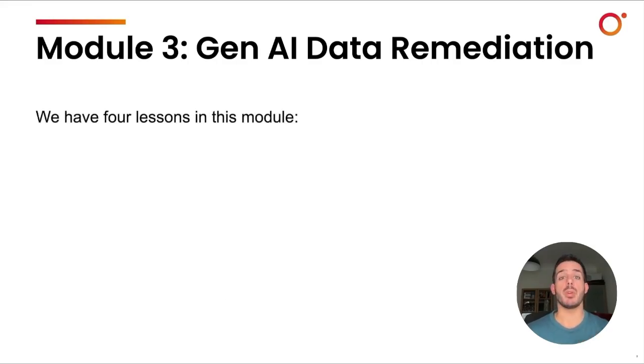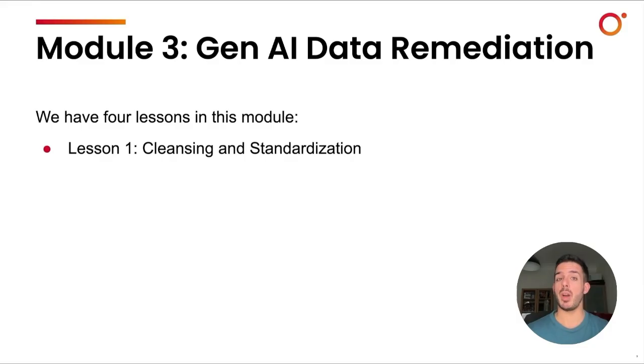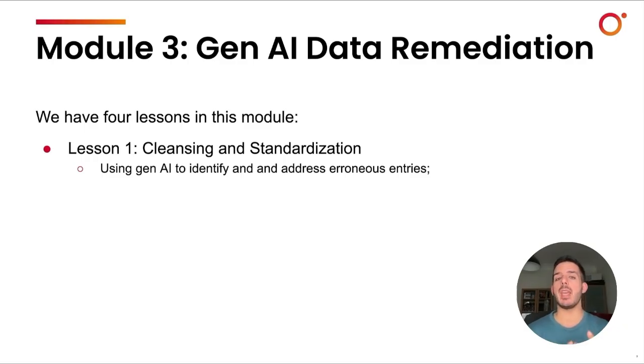How many lessons are we going to have in this module? Well, we are going to have 4 in specific. For example, lesson number 1 is about cleaning and standardization. That is, how to use generative AI to actually identify and address erroneous entries in datasets.